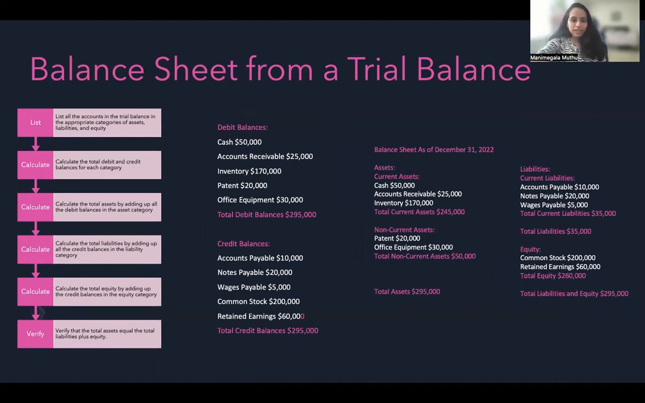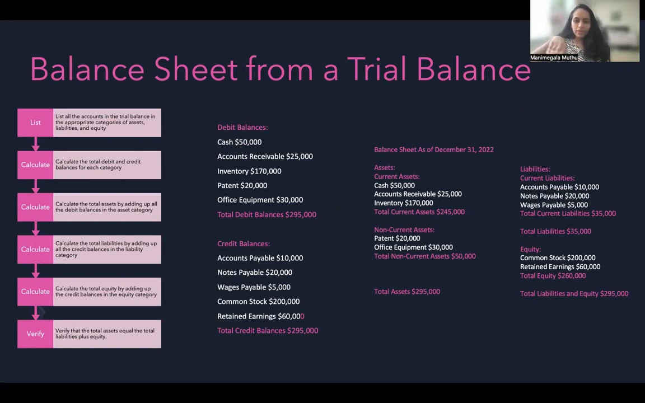Now, I'm going to quickly talk about how to create a balance sheet from a trial balance. The first thing is we need to categorize and list all the accounts in the trial balance properly. For example, the cash, accounts receivable, and inventory will go into current assets, and the asset section is listed in the order of liquidation. Cash is something that's readily liquid, but an office equipment, it's going to take some time for us to list and sell it. So you can see that it's on the bottom of the list.